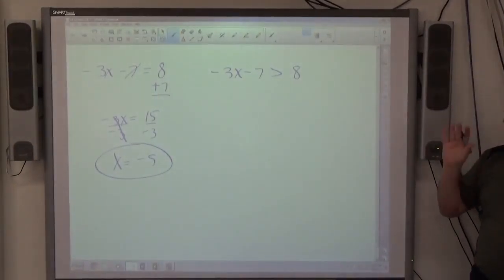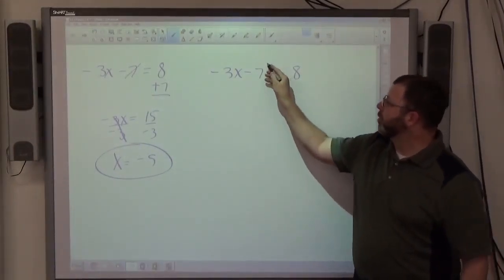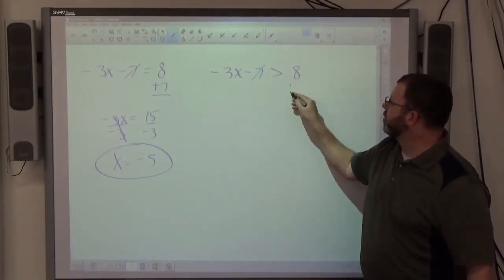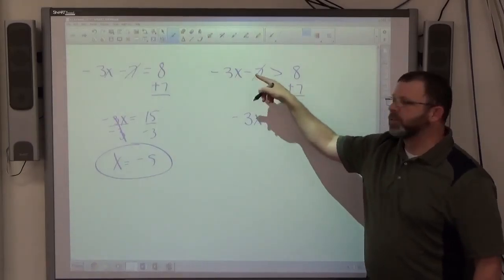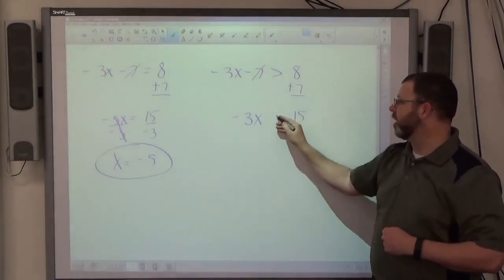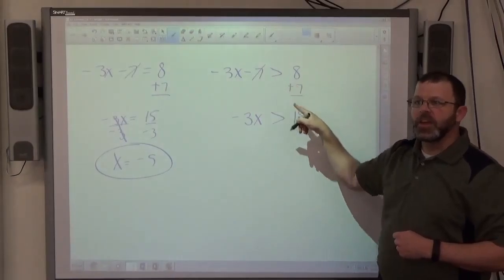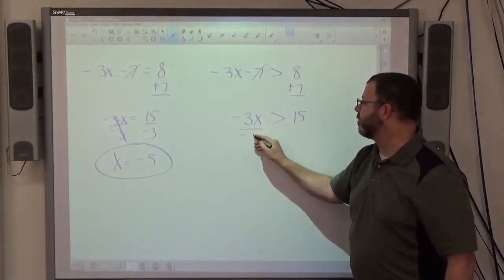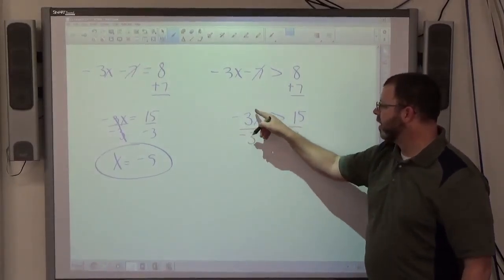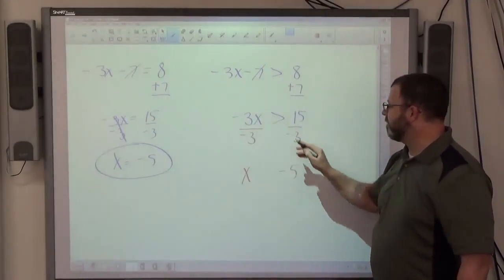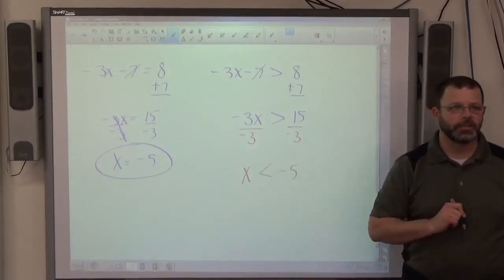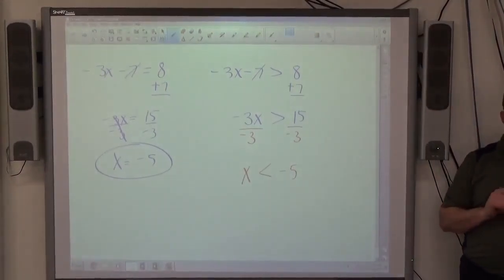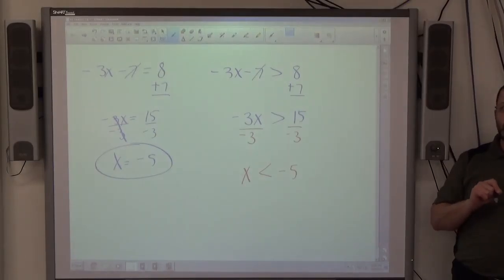Alright? So, if I'm trying to solve this, my first step is to move the 7 to the other side, just like it was over there. Keeps me negative 3x on this side, makes it 15 on this side. When I'm just sliding something across the inequality sign, nothing happens to the inequality symbol. In the division step, though, when I divide by negative 3 here, divide by negative 3 here, this makes x, this makes negative 5. This becomes less than instead of greater than. Okay, so if you divide by a negative number, you flip the inequality around.